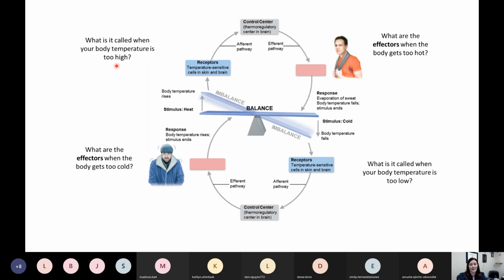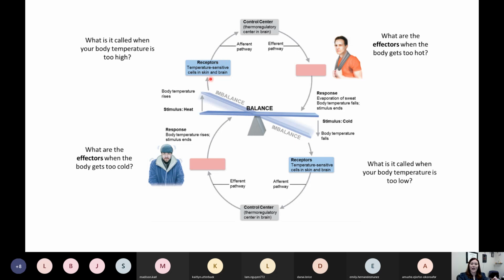I'm too hot. So the stimulus is, I live in Texas, right? I go outside in Texas in the summer. The stimulus is the heat from outside. My internal temperature rises. I'm no longer at 98.6. Now I'm at 99.6. That's detected by the receptors who are always checking my body temperature.